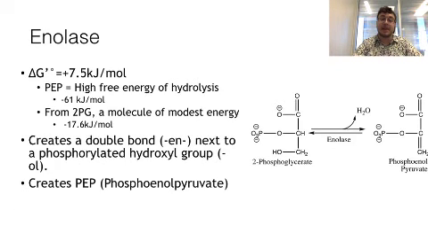The ninth step is catalyzed by enolase. This reaction is modestly unfavorable. It creates a molecule with a high free energy of hydrolysis from a molecule of modest energy. Enolase creates an enol, a double bond next to an alcohol, hence the name enolase. PEP is used in several other reactions and pathways such as coupled import of glucose.